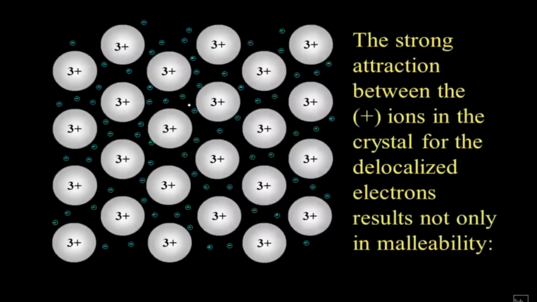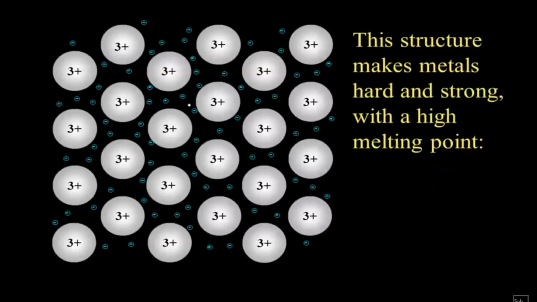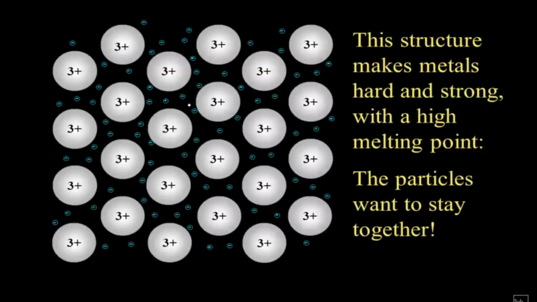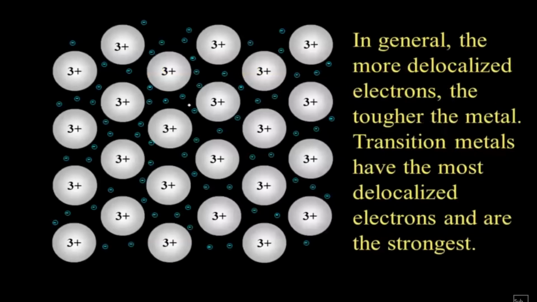So why would this very strong attraction result in other properties? How about their strength and high melting point? Well, the atoms want to stay together. They're very attracted to the sea of electrons. And so therefore, the higher the amount of valence electrons given to the sea of electrons, the tougher the metal, the harder it is, and the higher the melting point. Transition metals in particular, like titanium and molybdenum, each of which contribute a large amount of valence electrons to the sea, they are very tough metals, very strong, very high melting points.